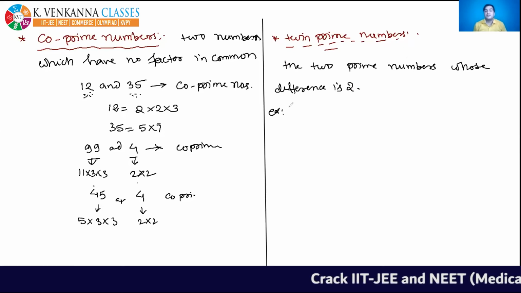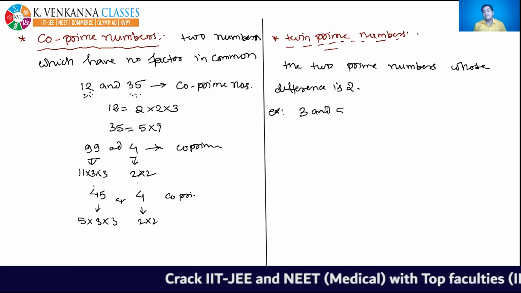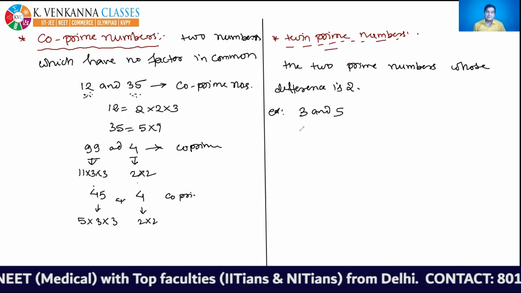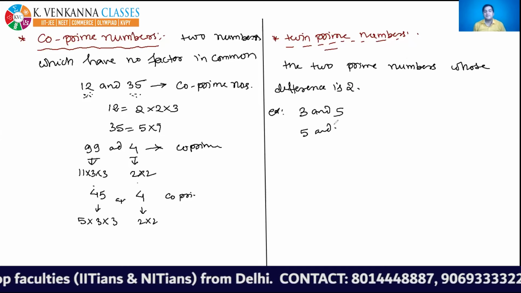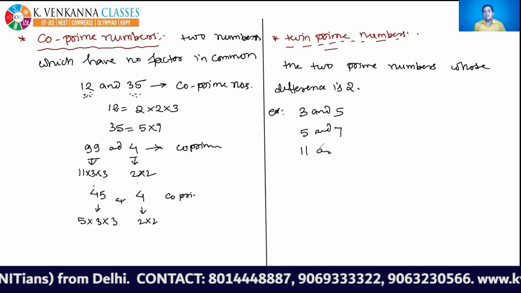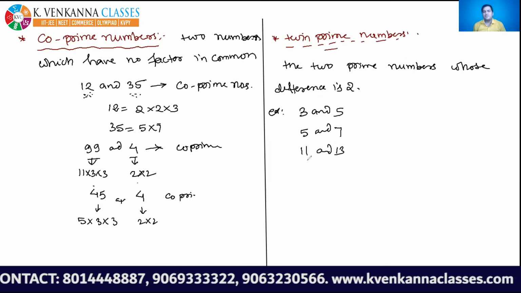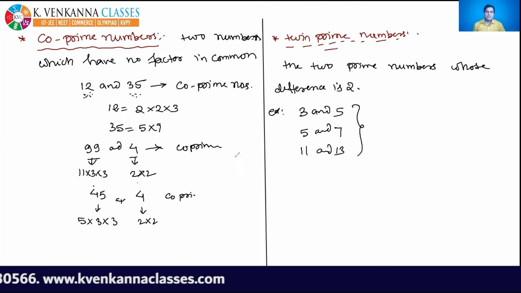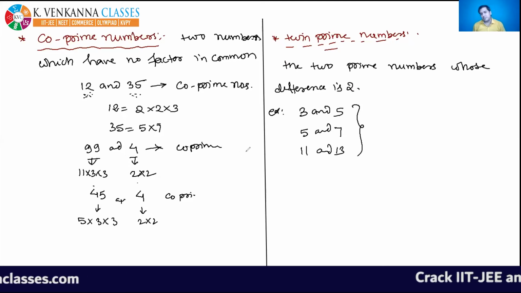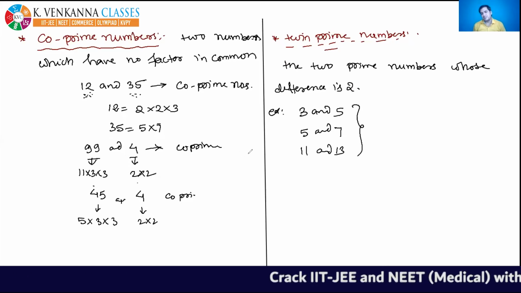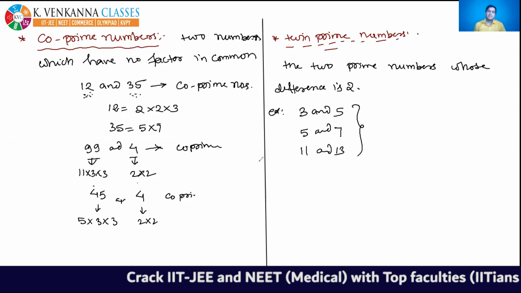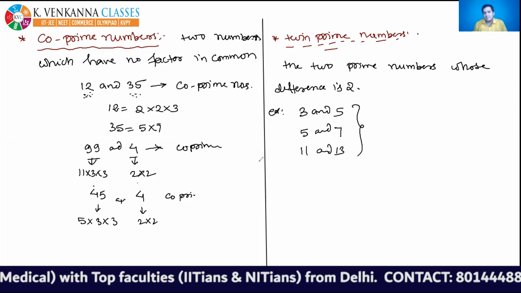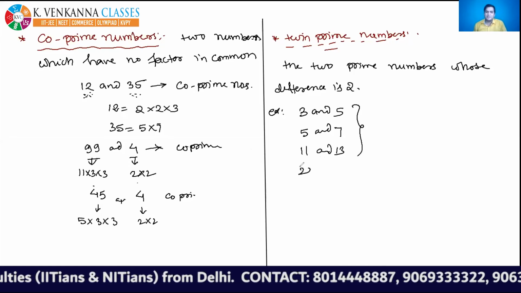For example, yes, 3 and 5. These are the two prime numbers whose difference is 2. What else? 5 and 7, 11 and 13. So in this way, you can get twin prime numbers. So I think the number system is clear. Anyone want to ask anything, then please ask. Otherwise, I will move to the next concept. From here, the number system gets completed. Yes, 29 and 31. You can write any, no problem.